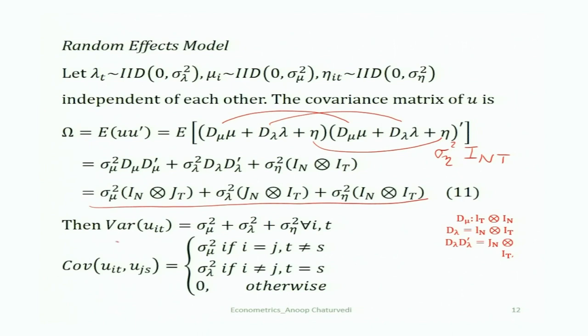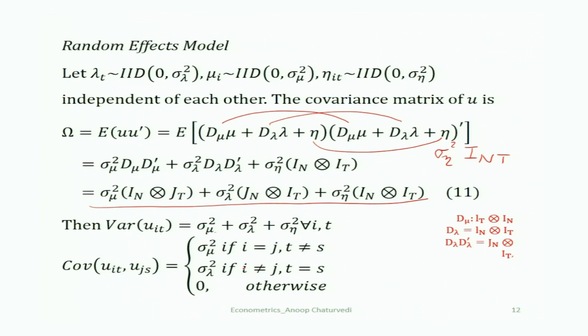And then if you take variance of u I t, which is the ith diagonal element, then variance of u I t is equal to sigma square mu plus sigma square lambda plus sigma square eta. And the covariance between u I t and u j s is equal to sigma square mu if I is equal to j. If I and j are equal, then you get a term involving mu I square, which has expectation sigma square mu, and t is not equal to s.